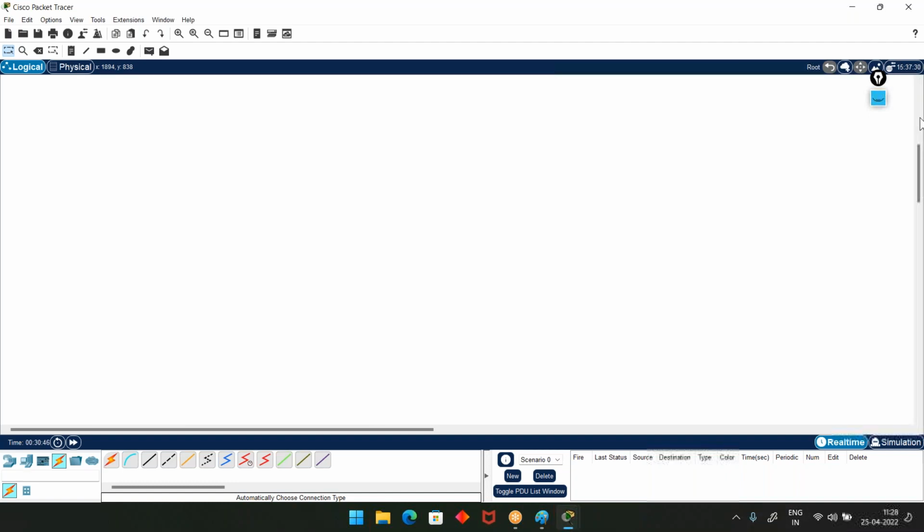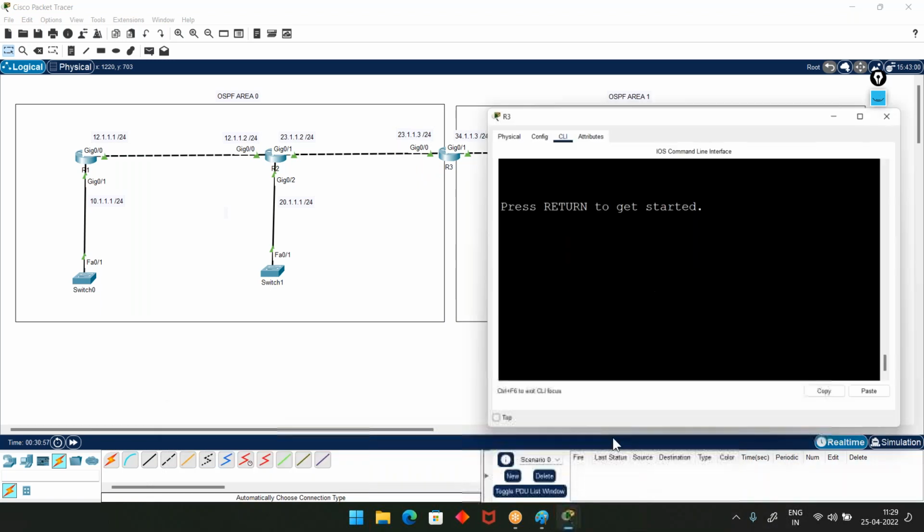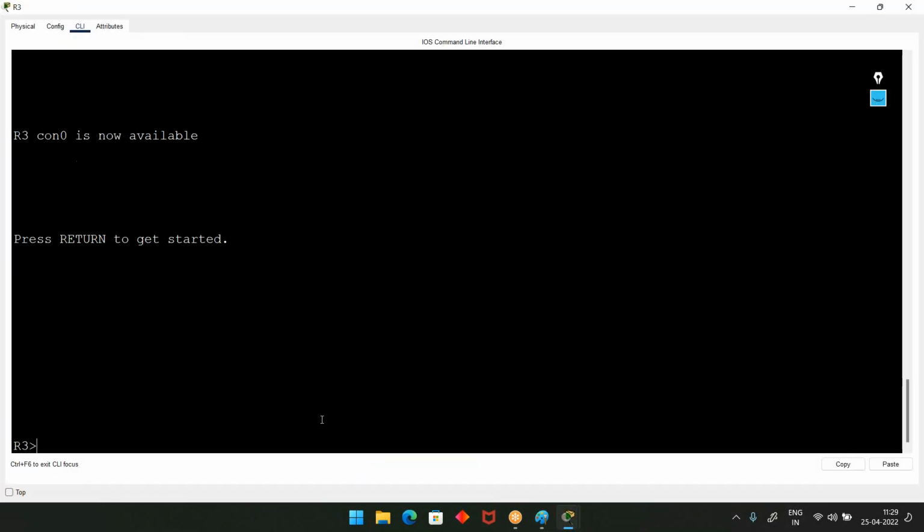I will show you now here. You can check this now. Sir, how can we check this? Here it is the DR and the BDR. How can we check this? Gigabit 0/0 is the DR and the BDR. Let's go to this R3 router now.